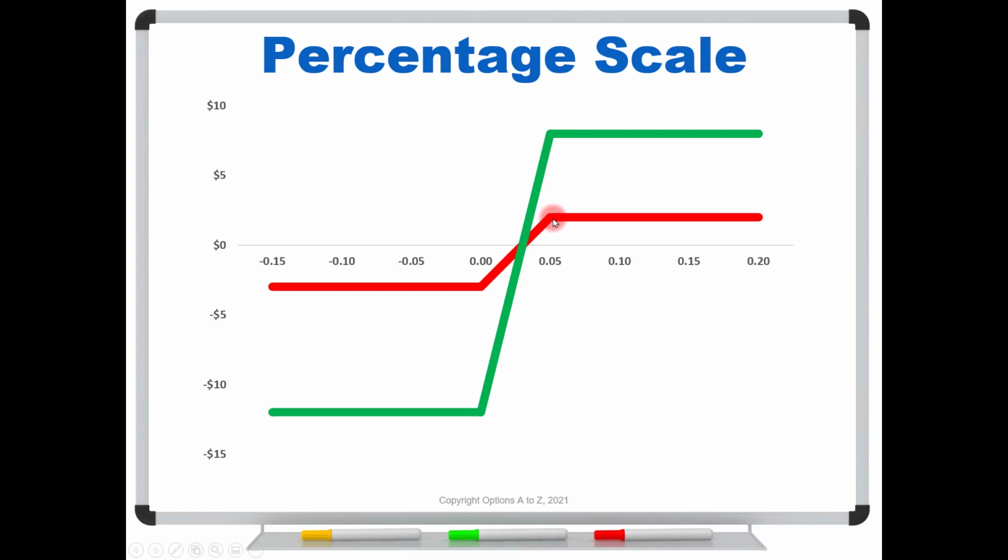It puts us at maximum gain with the stock at 105. But take a look at the one in green, the 400-420. If the stock price rises 5%, it gives us an $8 maximum gain for the same 5% move. But it's also a $20 move. And ultimately what matters are the dollars.